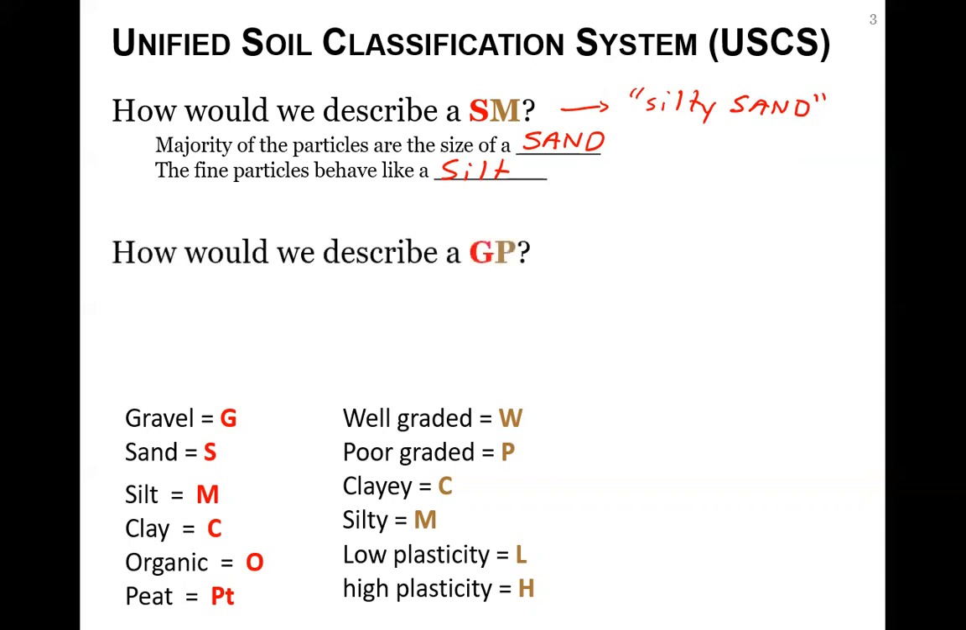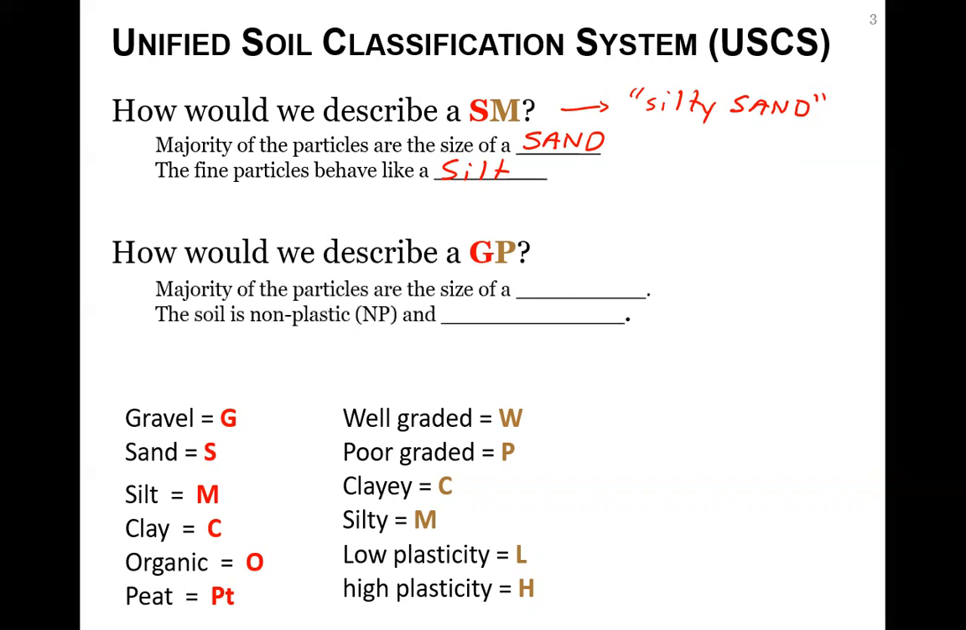So then like this, a GP would mean that the majority of the particles are the size of a, what is it? A gravel. And that P is telling us that the soil is non-plastic, so there is not a majority of material that is fines. So instead of caring about the fines and whether it's plastic or high plastic or low plastic, that P is telling us that it is poorly graded.